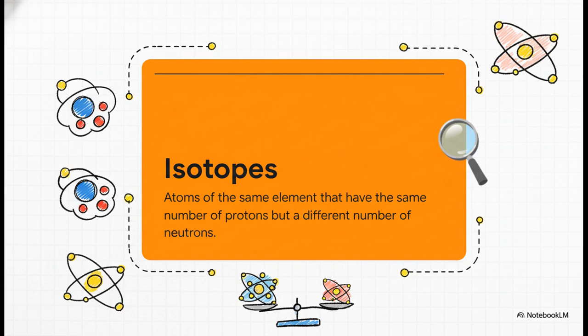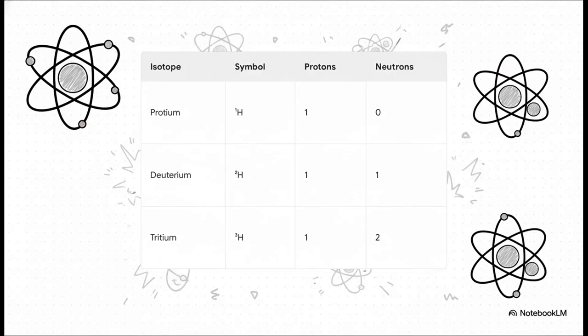Their atomic number is identical, but they have a different number of neutrons. And if the number of neutrons is different, that means their mass number is also going to be different. Same identity, different weight.